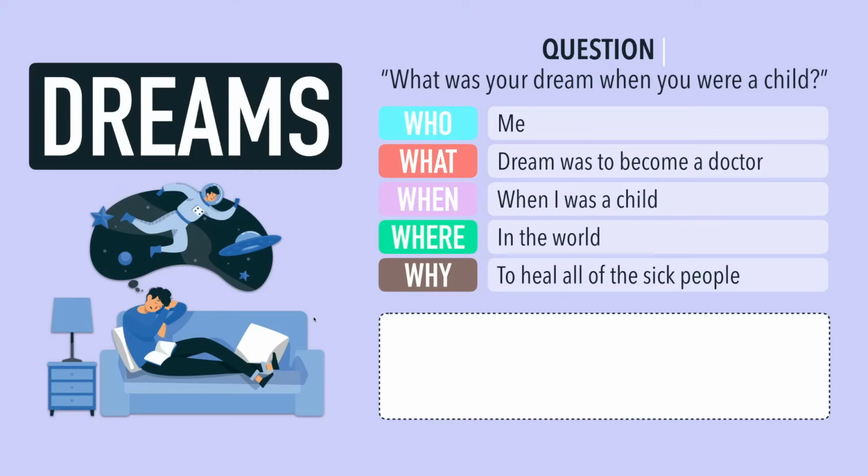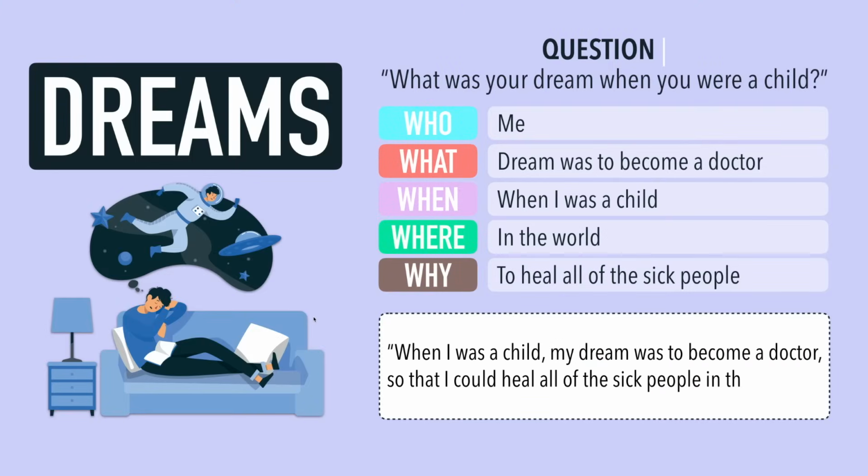All right. So when I was a child, where, in the world, and why, to heal all of the sick people. So here's my sentence. When I was a child, my dream was to become a doctor so that I could heal all of the sick people in the world. All right. So we answered the question.